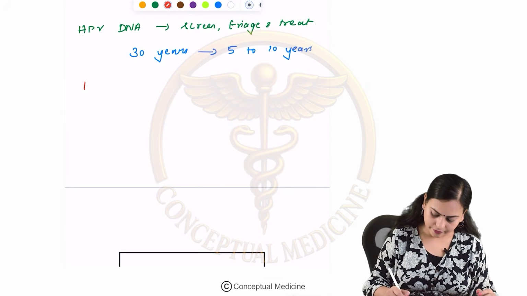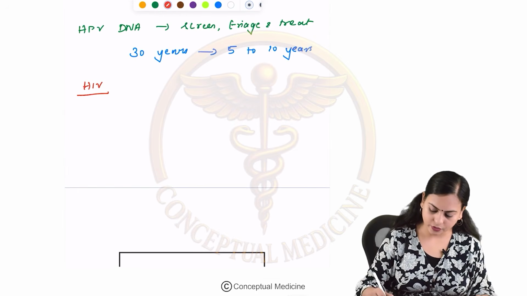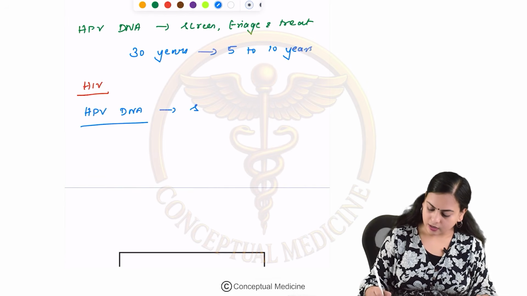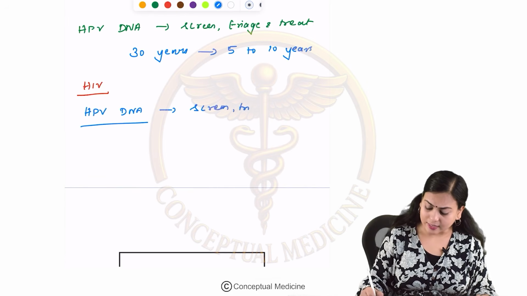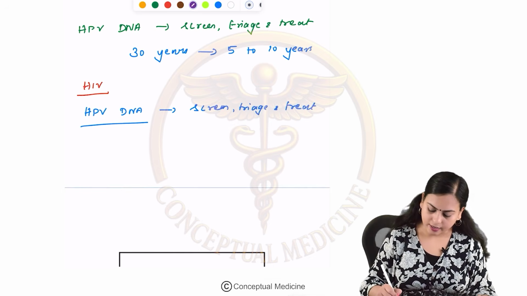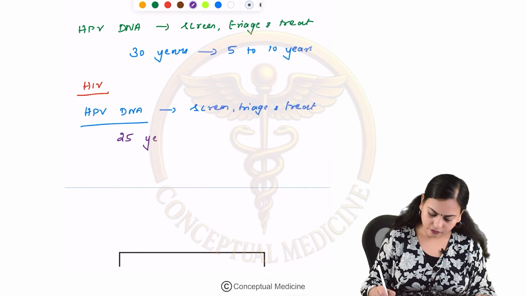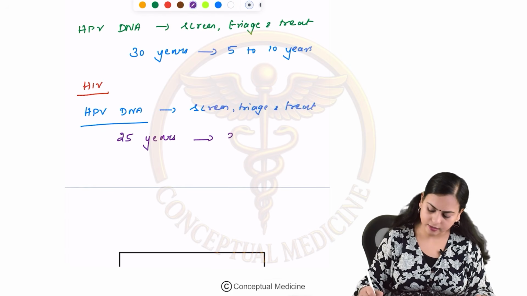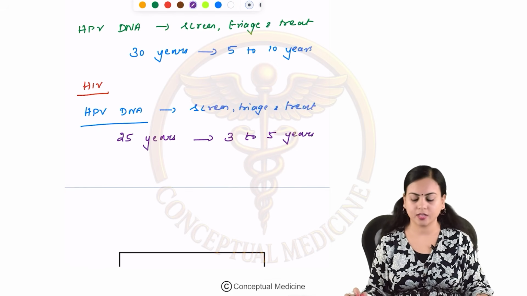Next, for people who are living with HIV, WHO suggests the following interventions. You have to do HPV DNA detection, and it will be only the screen, triage and treat approach, and you have to start screening them much earlier, at the age of 25 years itself, and regular screening will be done every 3 to 5 years. Clear? Right.